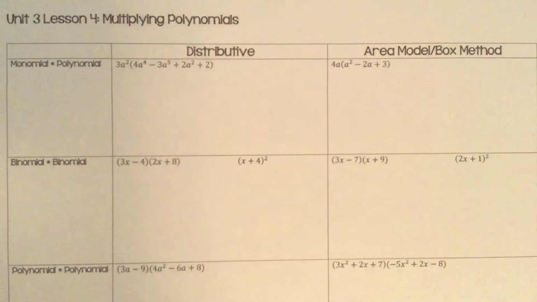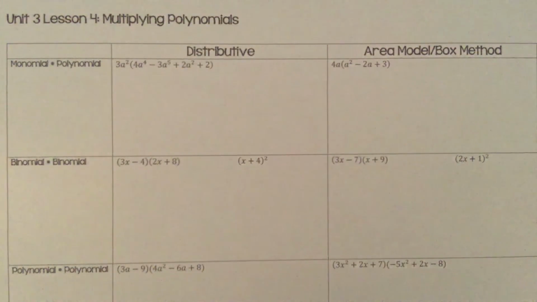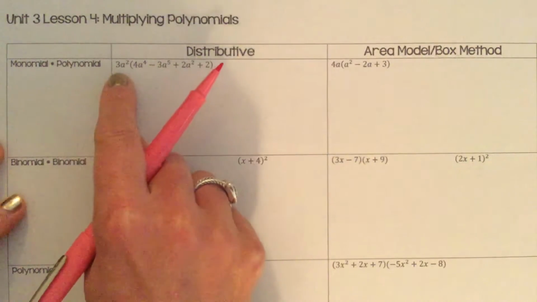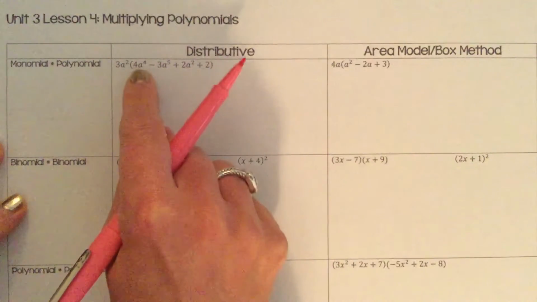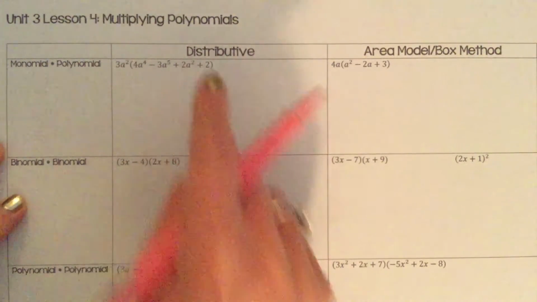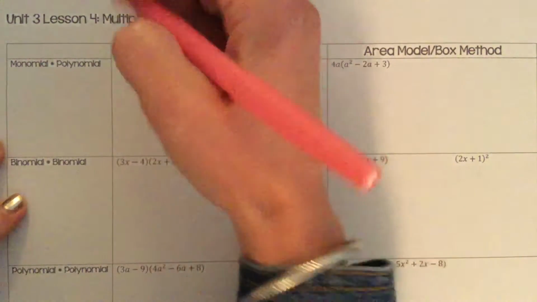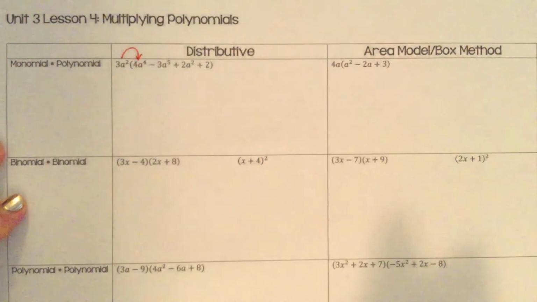The distributive property is nothing new. When we want to take a monomial and multiply it by a polynomial, we can distribute the monomial to each term of the polynomial. So here I have a monomial of 3a squared. I can distribute it to all four terms of my polynomial here, and then use my rules for multiplying monomials to find the product.